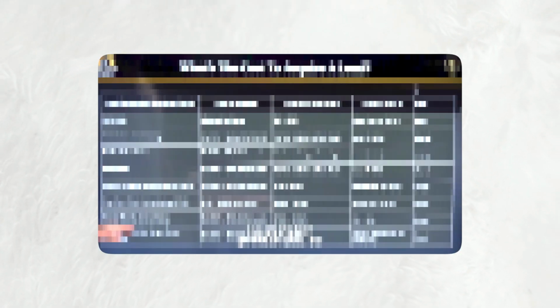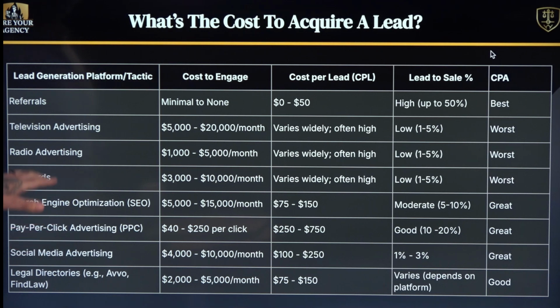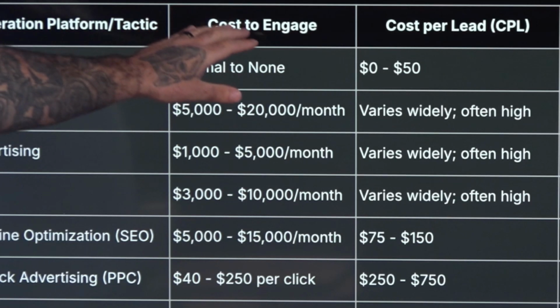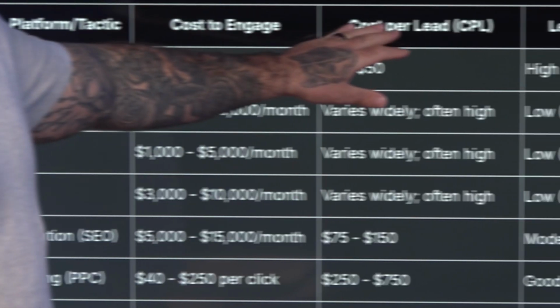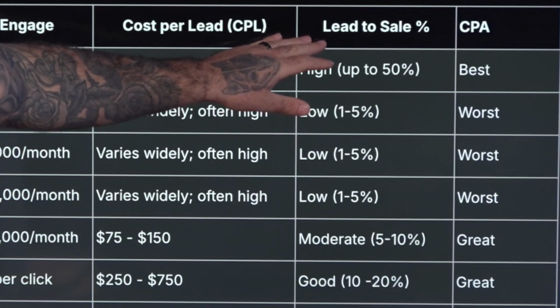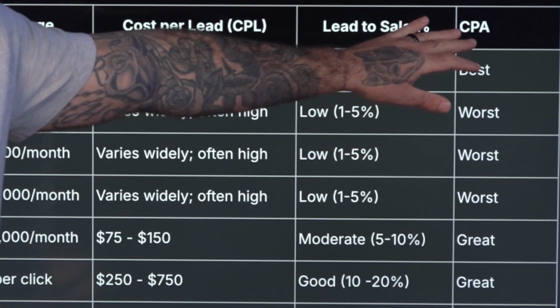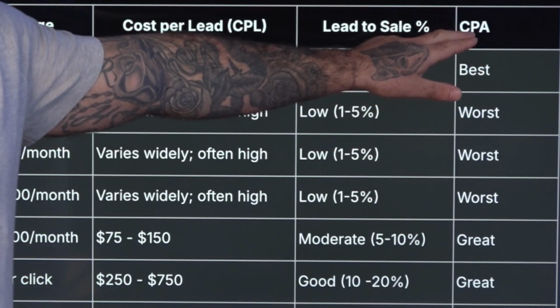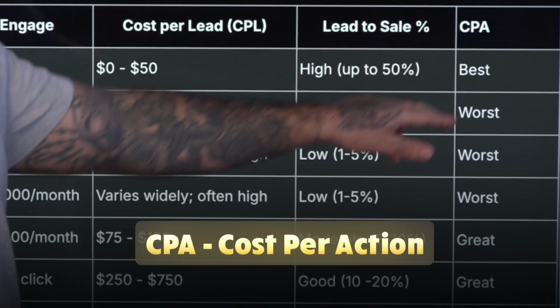So what we're going to do in this video is dive into a chart where I have all the different lead sources, all the different cost per lead, and what the cost per acquisition or cost per signed case is depending on that traffic source. So let's take a look here. What I've got here again is a chart. I've got the lead generation tactic, the cost to engage in that tactic, the cost per lead, the conversion rate from lead into signed case, and then just a little simple chart here on the CPA, which stands for cost per action, or the cost per signed case.